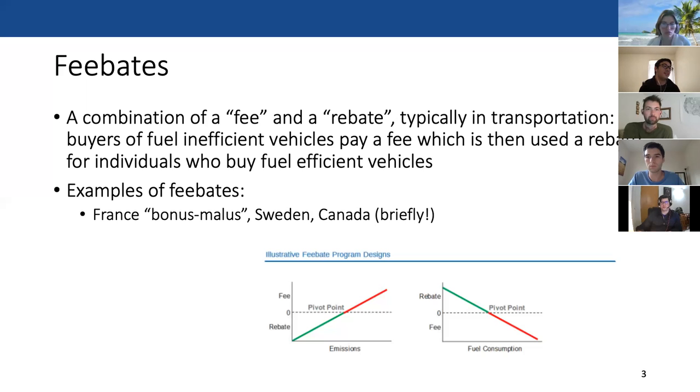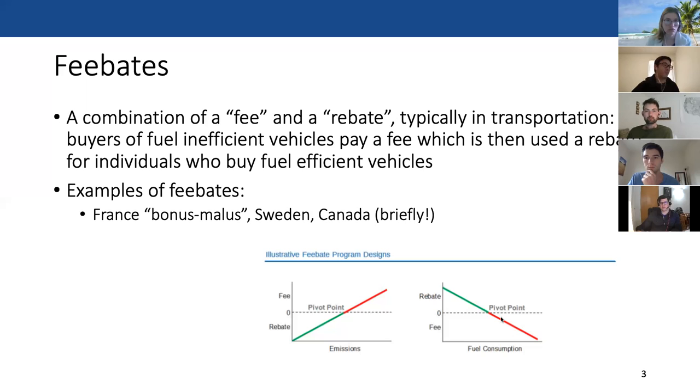That's exactly right. And this is the important thinking that goes into the design, because if you want more people to be buying the fuel efficient vehicles and fewer people to be buying the fuel inefficient vehicles, then over time the amount of money that you get from the fees is going to start going down, and the money that you want to be giving out as rebates is going to be going up.